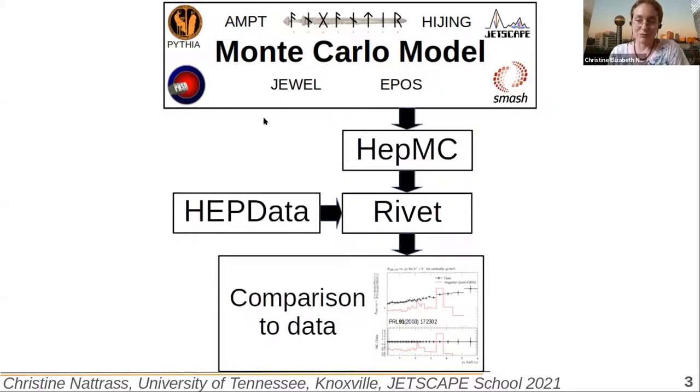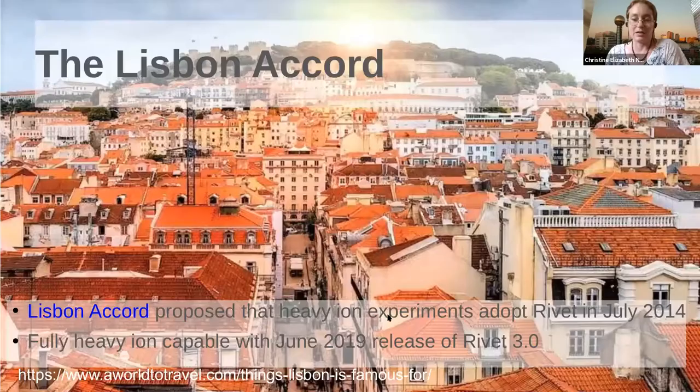RIVET takes that format as an input so that if you want to compare to multiple different models, you only have to write one analysis code. And the other thing that it does is that it pulls from this database called HEP data, and it pulls the data there so that by running RIVET over your Monte Carlo, you get nice neat plots showing the data shown here in black and the model shown here in red, all for writing one piece of analysis code.